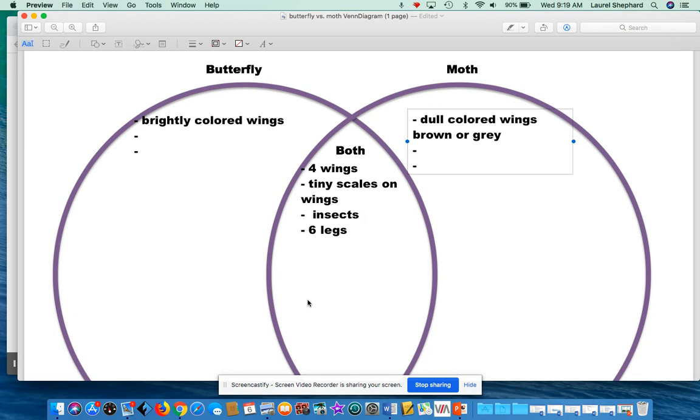I cannot wait to have you take a picture of your Venn diagrams or send me your Venn diagrams of all the research about butterflies and moths that you did so that I know that you now know how to tell the difference between a butterfly and a moth.